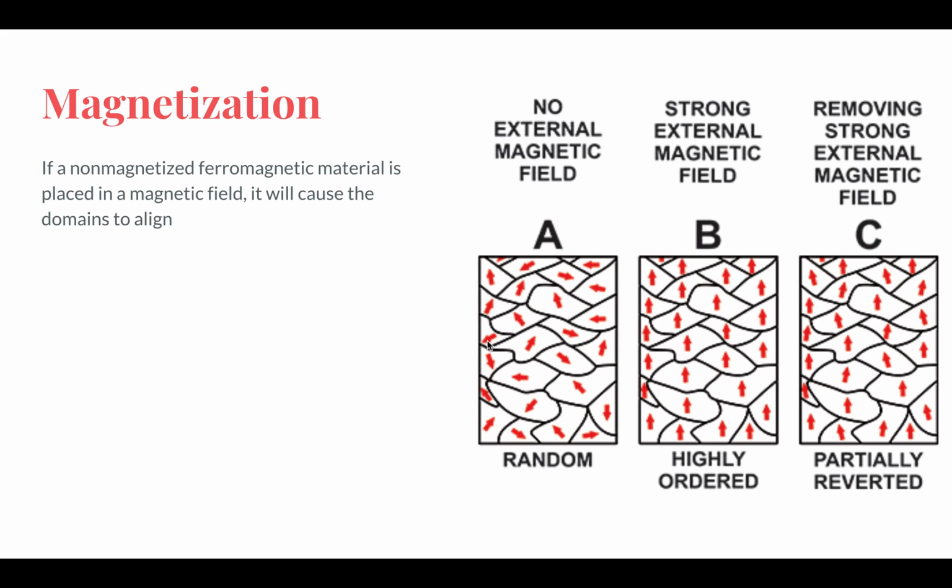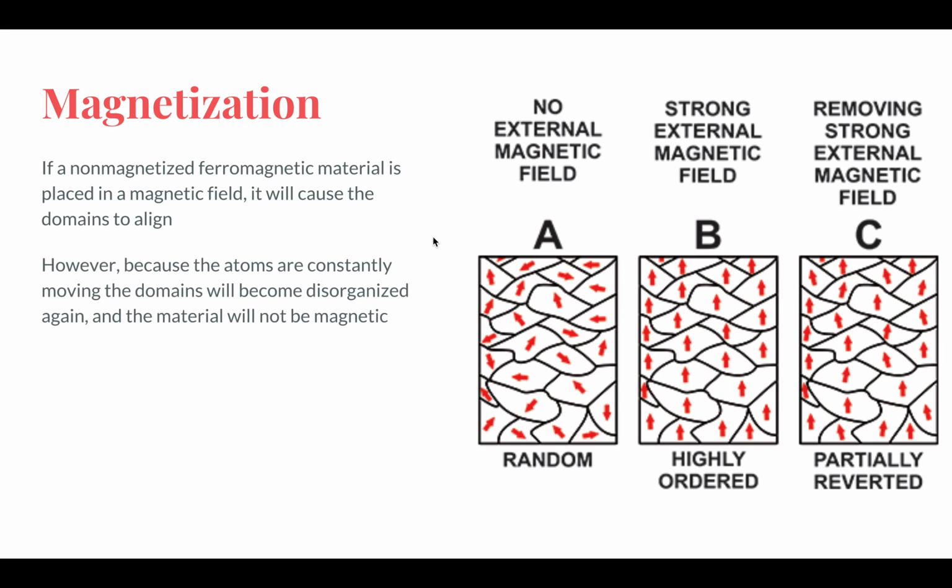So we have something like just a nail here, for example. All of the magnetic domains are pointing in random directions. However, if we introduce a strong external magnetic field, so we put this nail under a really, really strong magnet, the magnetic domains will align with each other. Okay? So that makes the material become magnetized.